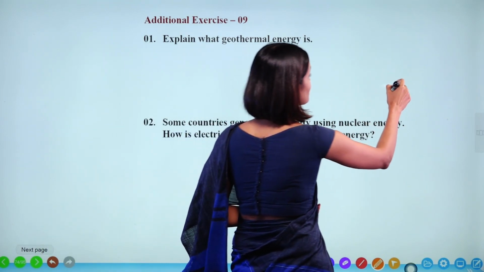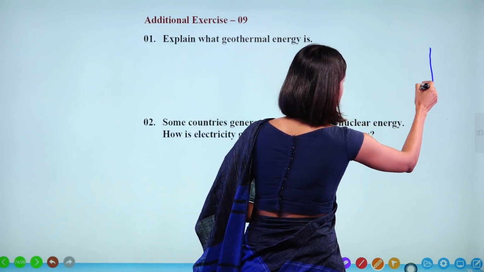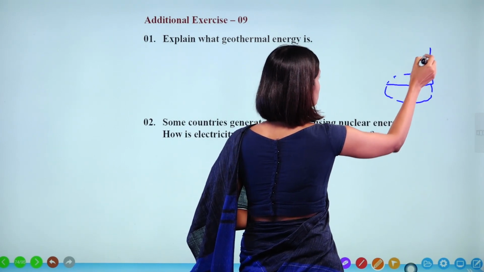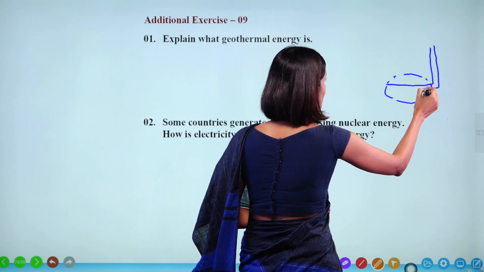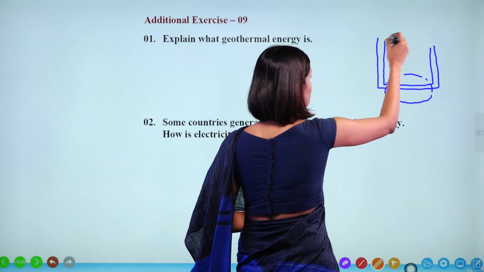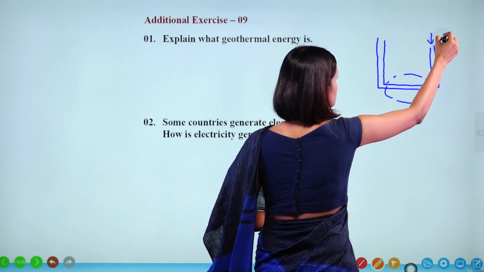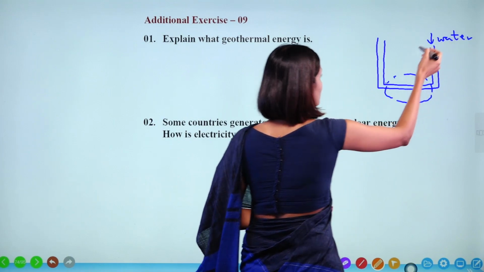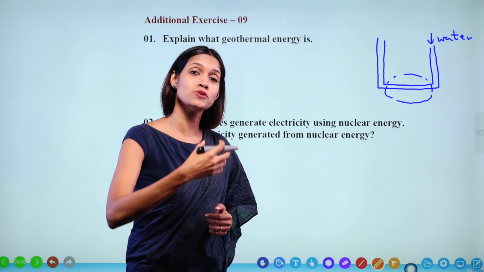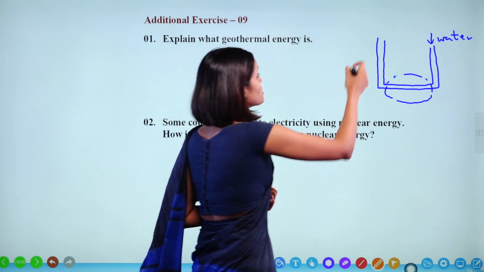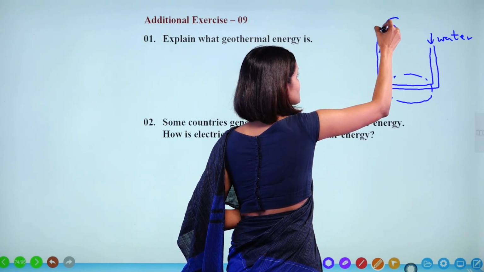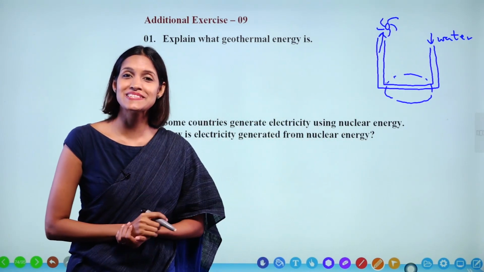Do you remember we learned that we can send pipes through these areas? I explained that these areas are known as hot rocks. So we can send pipes through these areas with high temperatures, and through the pipes from one side we can send water in. So when water flows through these high temperature areas, the water boils and steam is produced. So this steam at high pressure can be used to rotate turbines and thereby to generate electricity.